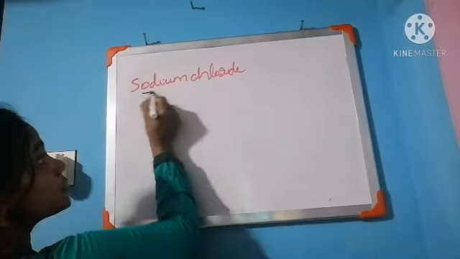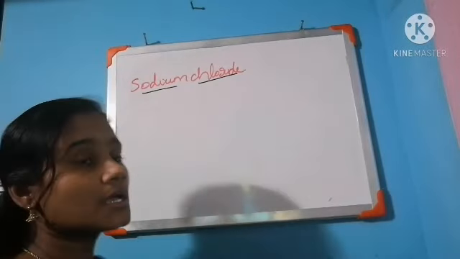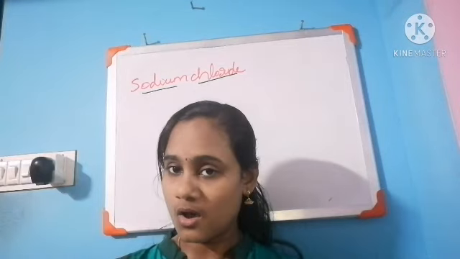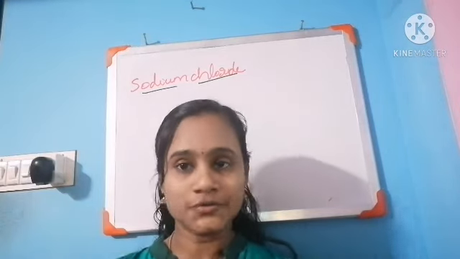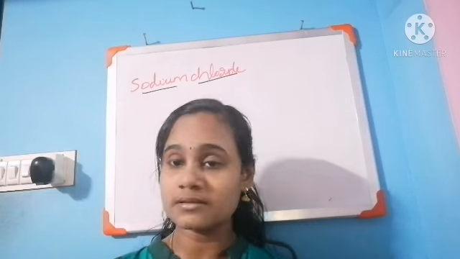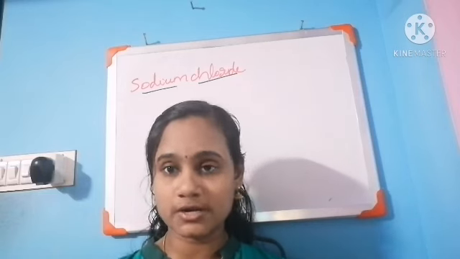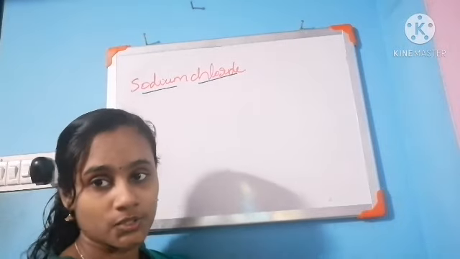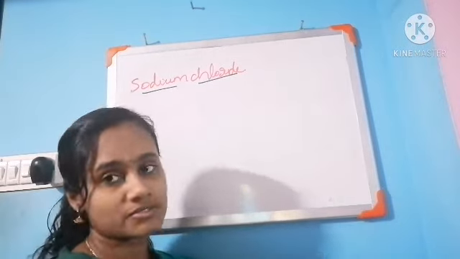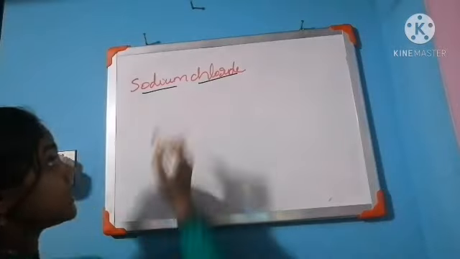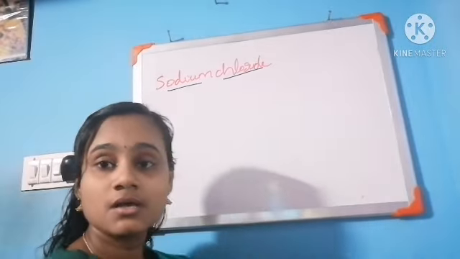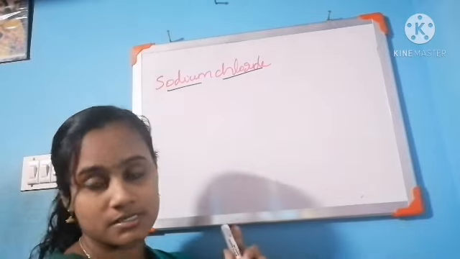We can split it into two: sodium and chloride. Chloride means chlorine. Oxide means oxygen. Fluoride means fluorine. Nitride means nitrogen. Is it clear now? Which are the constituent elements present in sodium chloride? Sodium and chlorine.